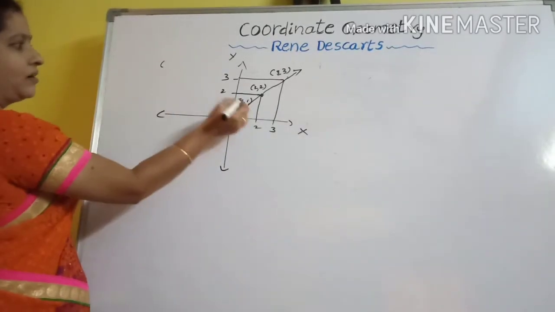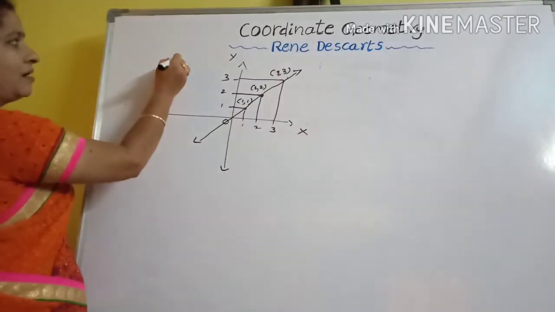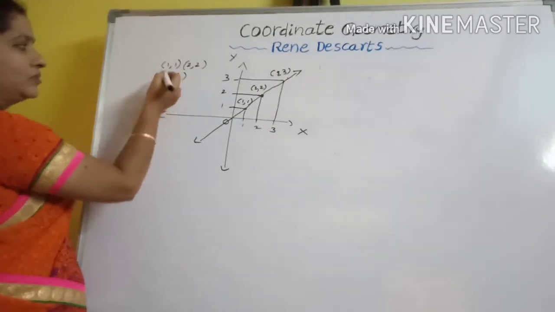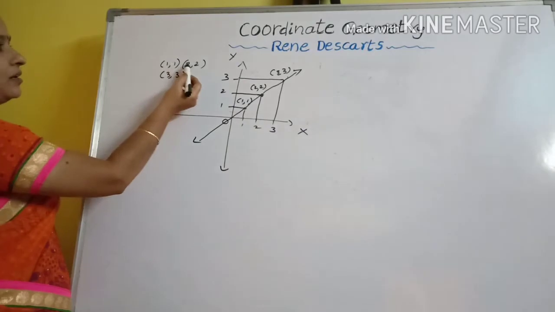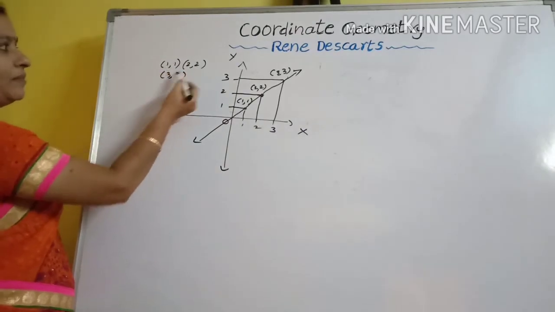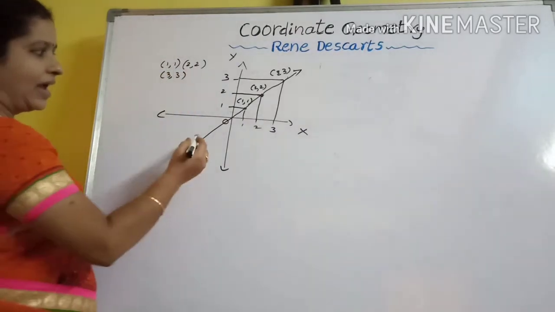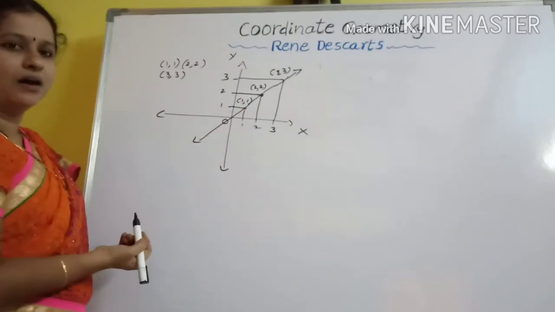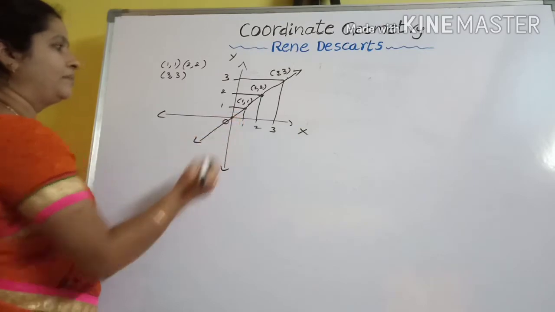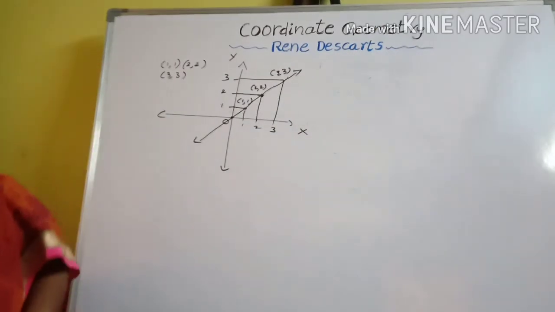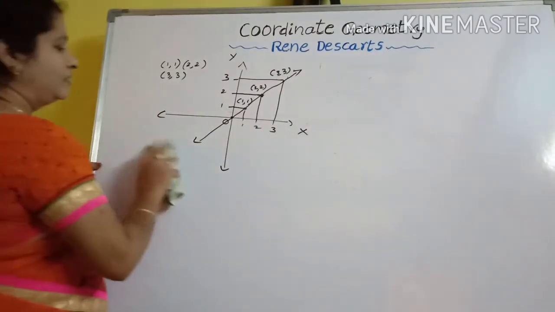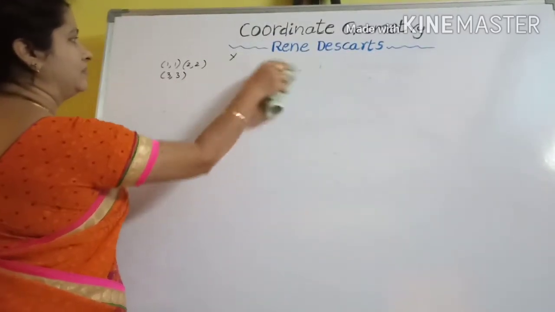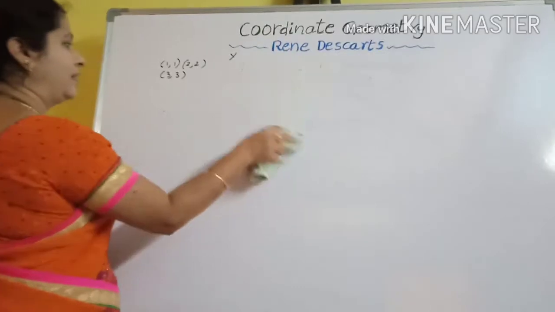The coordinates or ordered pairs are like this: 1, 1; 2, 2; 3, 3. That means all the x coordinates and y coordinates are the same values here. The line joining these points must pass through the origin. That is also an important point. This topic is all in your 9th class syllabus. I just revised it.